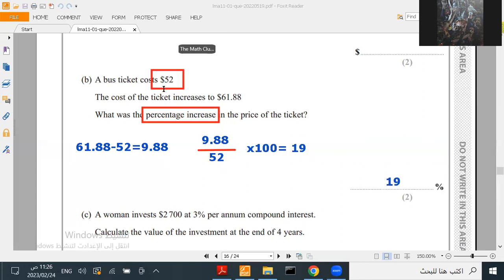يبقى again, this is the original price. And it became 61.88 after the increase. What do I do to find the percentage increase or change? I subtract them. I take the number, divide it by the original, and multiply it by 100 لأنه هو percentage. هيطلع معايا 19%. And this is how you answer a question like this. Now let's move on to the next question.